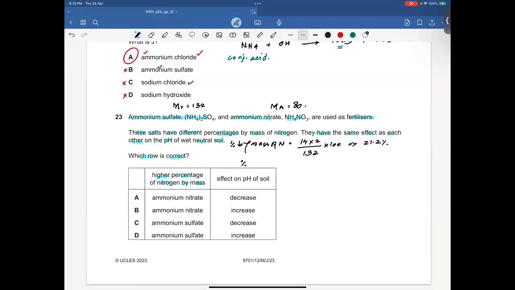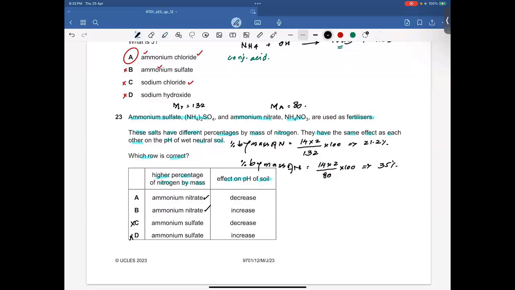Similarly, we need to find out the percentage by mass of nitrogen in ammonium nitrate. The AR of nitrogen is 14. We have two nitrogen atoms in ammonium nitrate, so times 2 divided by the MR, which is 80, times 100. So it's going to be how much? 35%, which means ammonium nitrate has a higher percentage of nitrogen by mass, which means C is incorrect, D is incorrect. Now the effect on pH of soil.